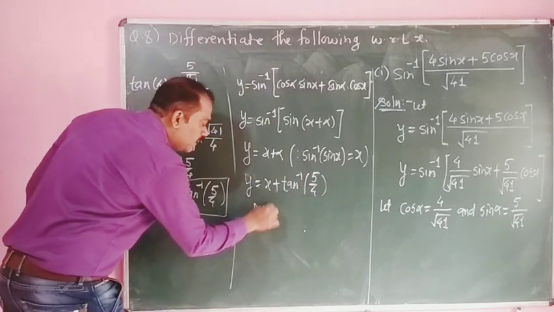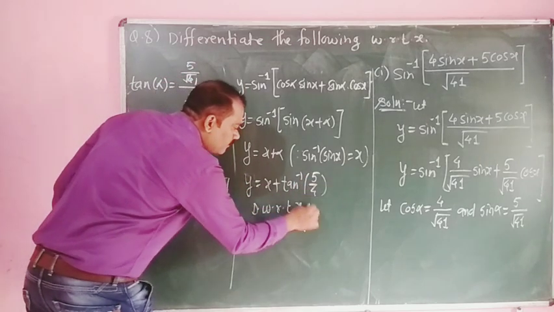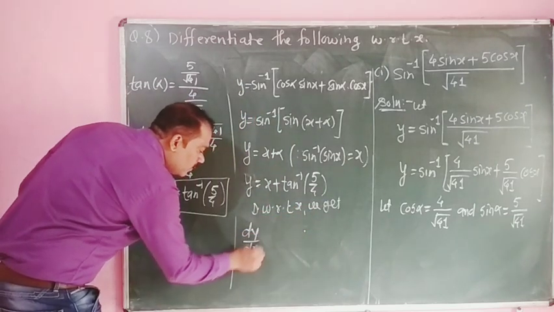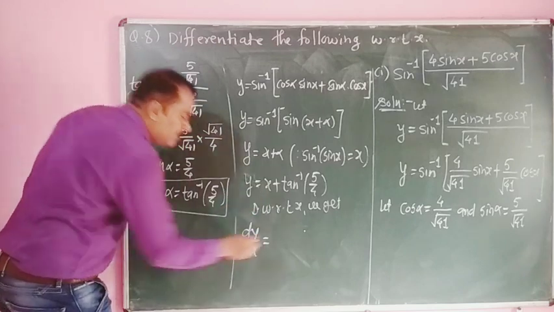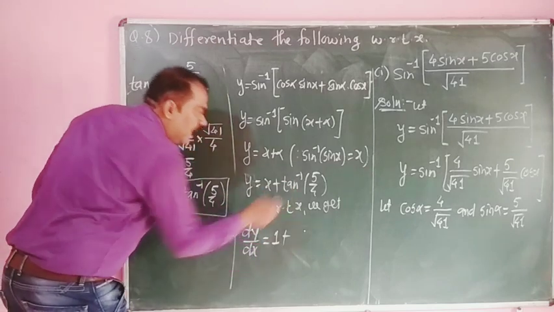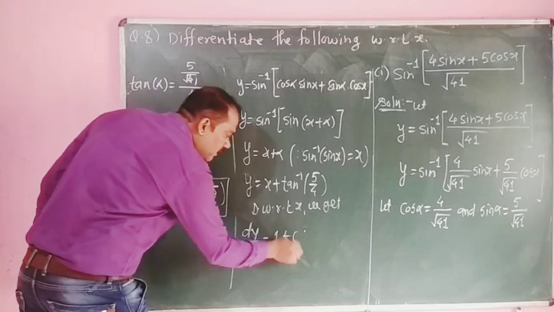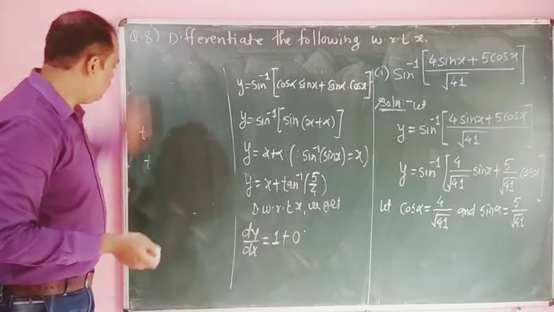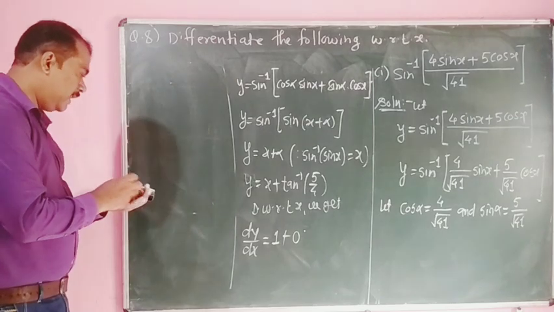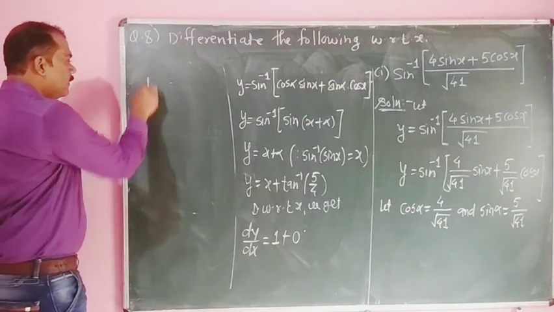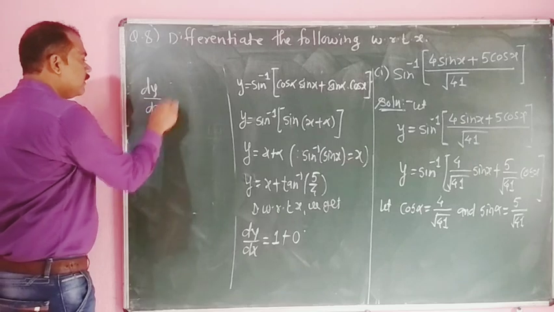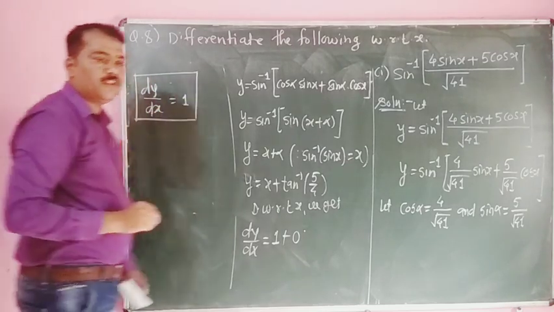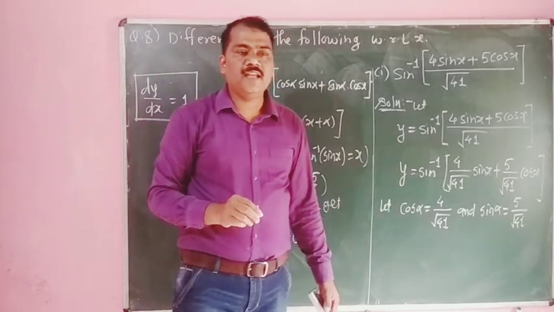Differentiate with respect to x. We get dy by dx is equal to derivative of x with respect to x, which is 1, plus tan inverse of 5 by 4 is a constant, so its derivative is 0. So dy by dx is equal to 1. Dy by dx is equal to 1, which is the required answer.